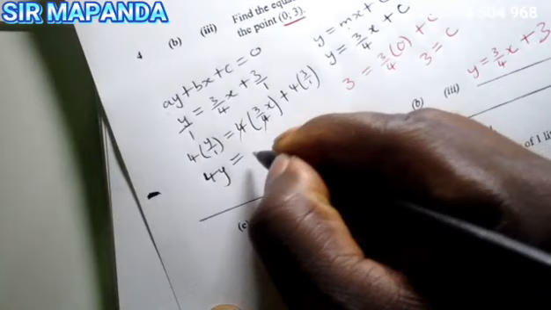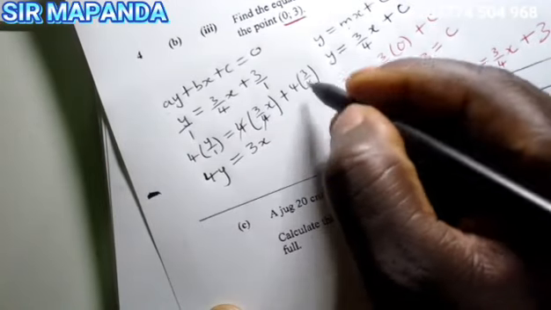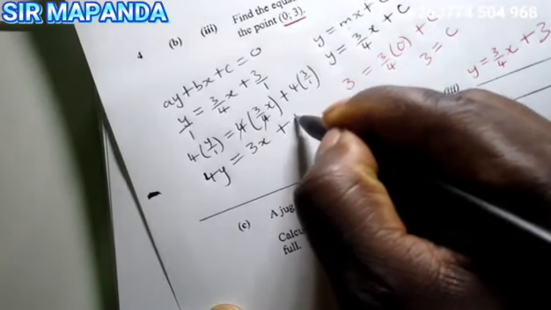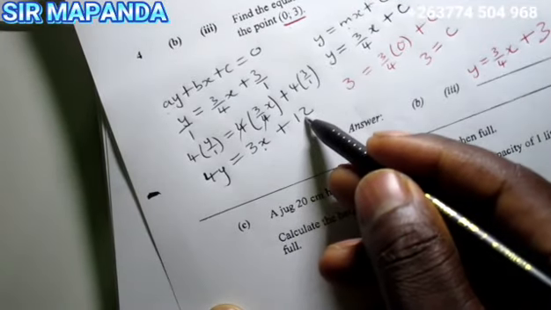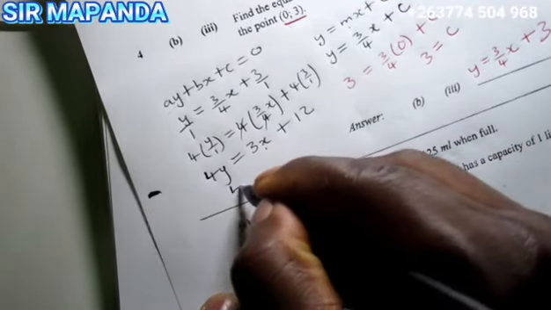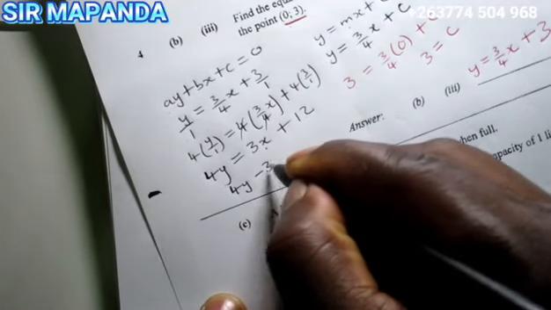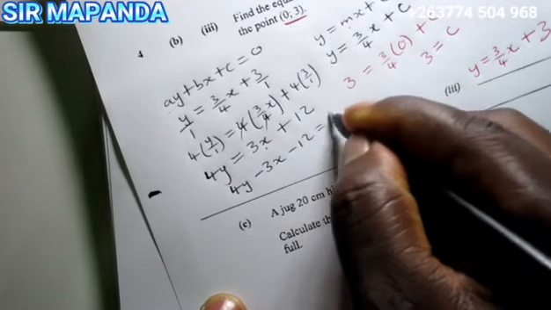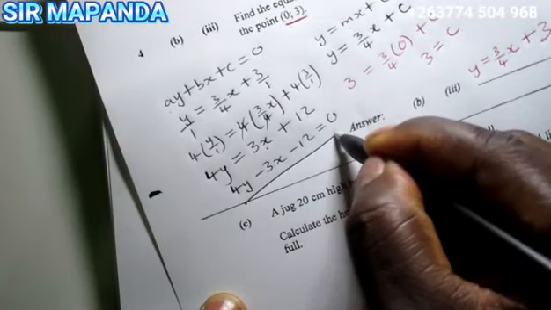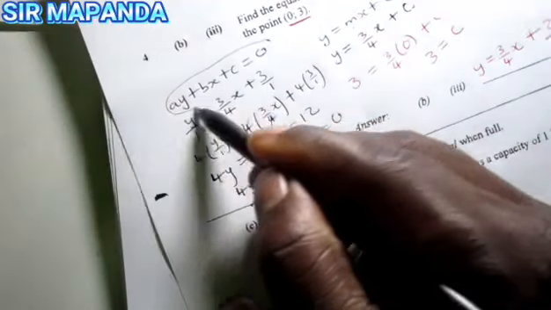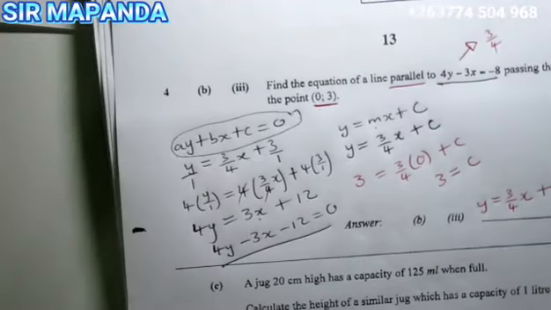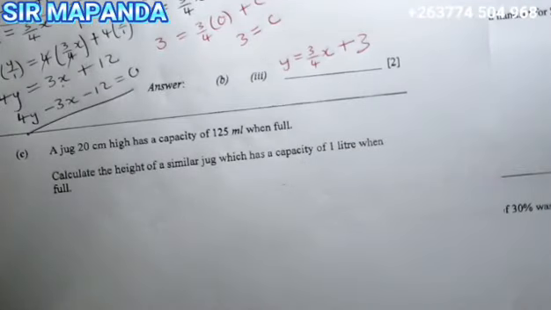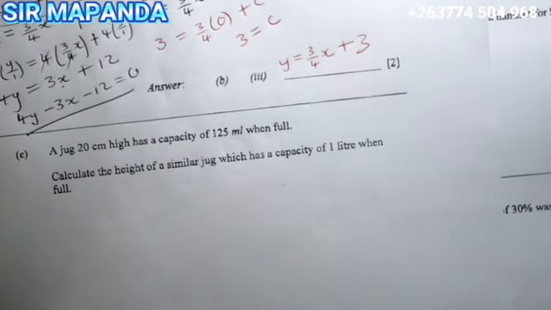Then 4 and 4 cancel out each other, giving you 3x. 4 times 3, you get 12. Then you move 3x and 12 to the left side. You come out with 4y minus 3x minus 12 is equals to 0. So this is how you do it if you are asked to present in this form. But if the examiner is silent about this form, leave your answer as y is equals to 3/4 x plus 3. You are home and dry.